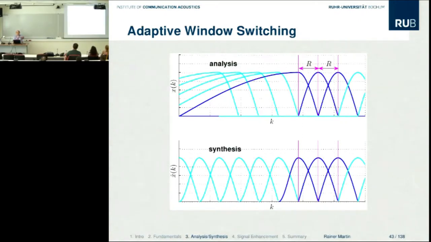The long window just reaches into the past. And the long windows are just shifted by R samples. They are always shifted by R samples. And so you just need to wait for the next R samples in order to be able to process the next frame of the signal.